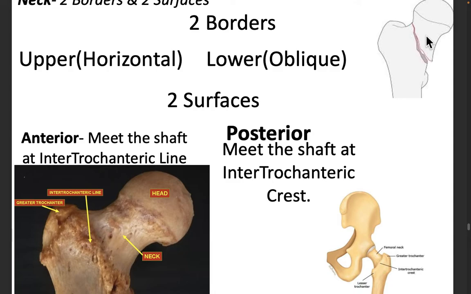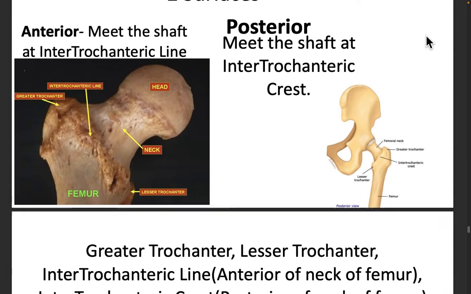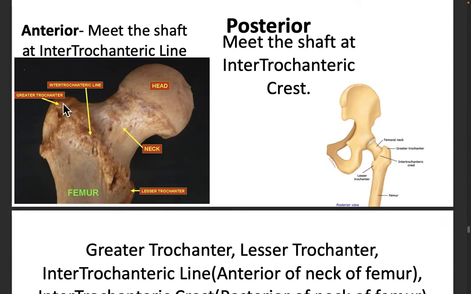Now there are two structures that we need to talk about here. First of all, on the anterior surface, there is this line that connects the greater and the lesser trochanter, and that is simply called the intertrochanteric line. The line connecting the greater and the lesser trochanter is called the intertrochanteric line.